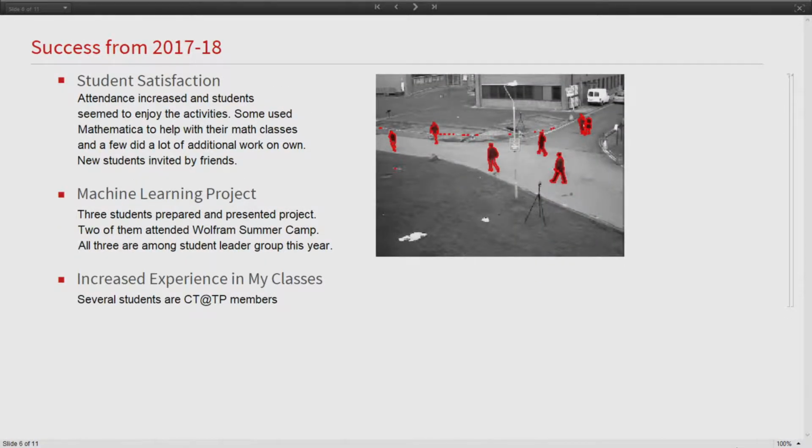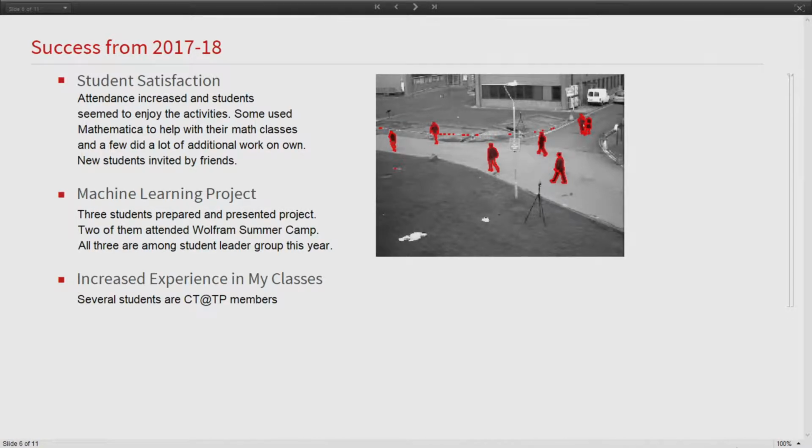So we had success from last year. The student attendance increased, and they really seemed to enjoy the different activities. Some were using Mathematica and the Wolfram language to do stuff for their math classes, and a few students really did a lot and got really involved and spent a lot of time with the EWIL book and got into their own projects.